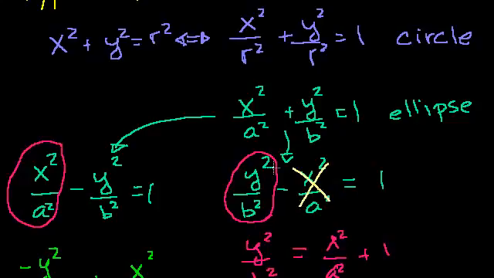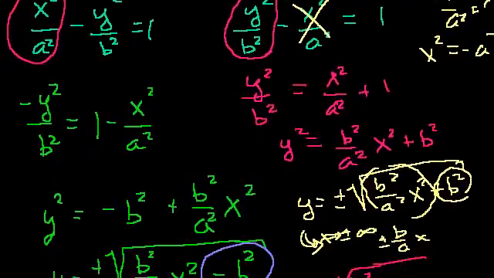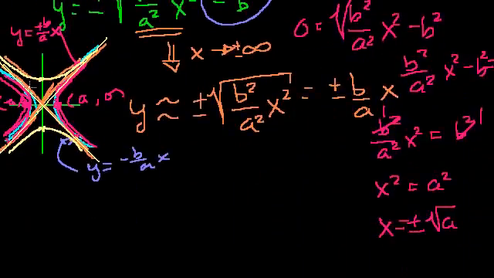But if y were equal to 0, you'd have minus x squared over a squared is equal to 1. And then if you solve this, you would get x squared is equal to minus a squared. And we're not dealing with imaginary numbers, so you can't square something and get a negative number. So once again, this would be impossible. So that's the other clue that tells you it opens up and down, because in this case, y could never equal 0.